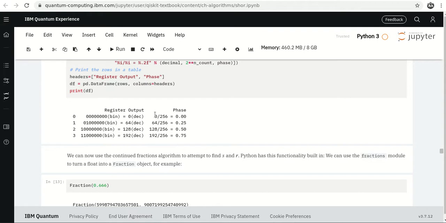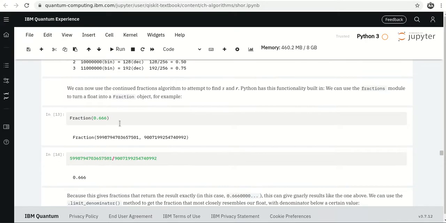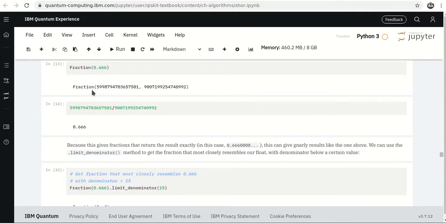Now we got 0 upon 256, and this is in reverse. These are 8 qubits, so this is 2 to the power 6, 64, this is 256, so divided by 256. So we get 0.5 and 0.75. We can use the continued fraction algorithm to attempt to find the s and r. So we can use this fraction 0.6. Okay, so we know that this is easily findable.